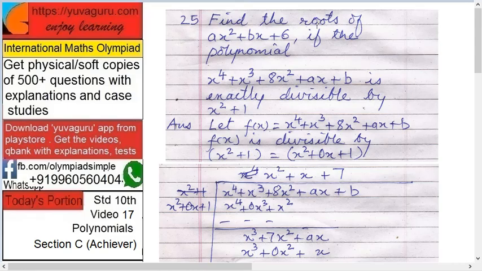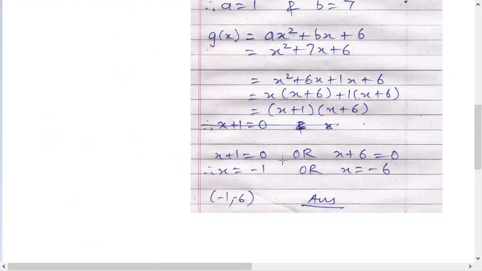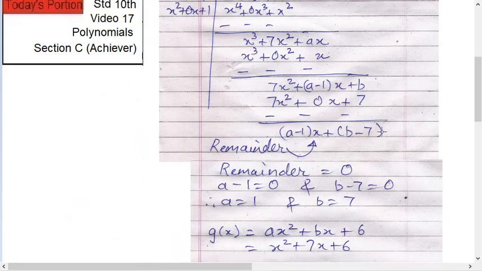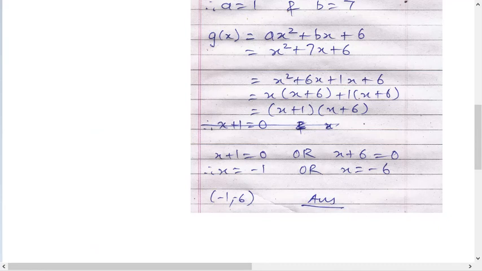We have to find the roots of this. Roots means what? We have to equate this to 0. So x plus 1 into x plus 6 equals to 0. It means what? Either x plus 1 equals to 0 or x plus 6 equals to 0. Therefore either x equals to minus 1 or x equals to minus 6. So minus 1 comma minus 6, right, are the values of x. That's what is required. Find the roots. The roots are minus 1 and minus 6.